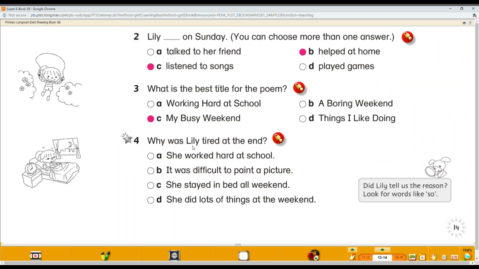Number 4. Why was Lily tired at the end? A. She worked hard at school. Again, she also worked hard at home. So this is not the correct answer, not the best answer. B. It was difficult to paint a picture. Not really. She stayed in bed all weekend. That's her wish for next week. And D. She did lots of things at the weekend. Yeah, she did too much and it makes her very tired. Should be D.